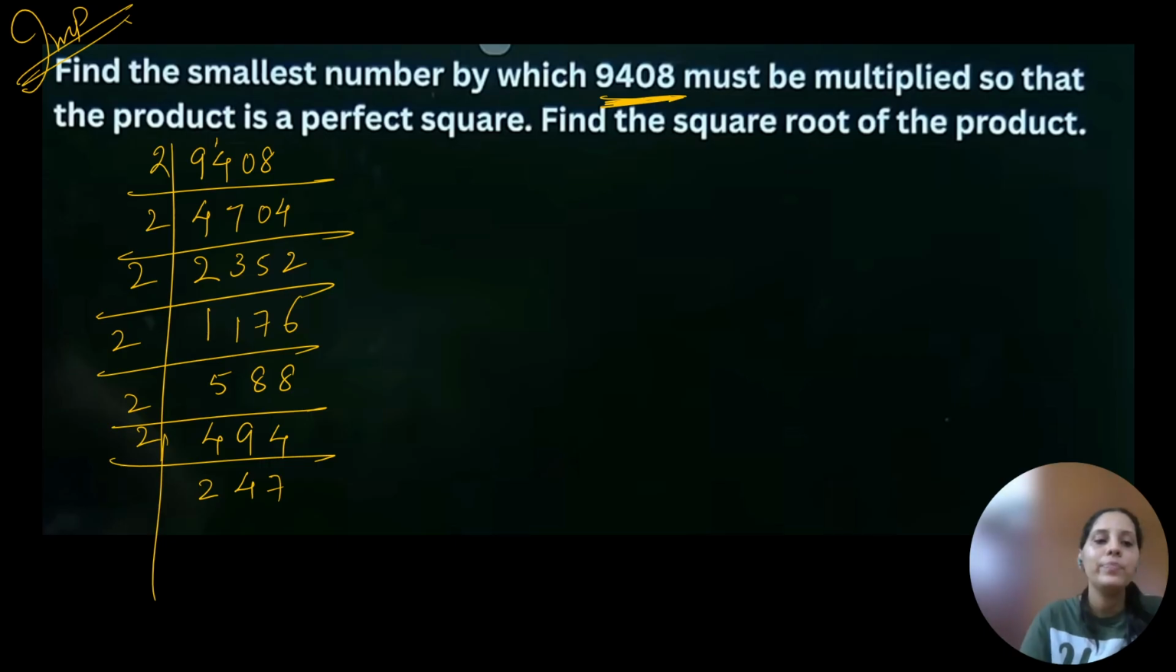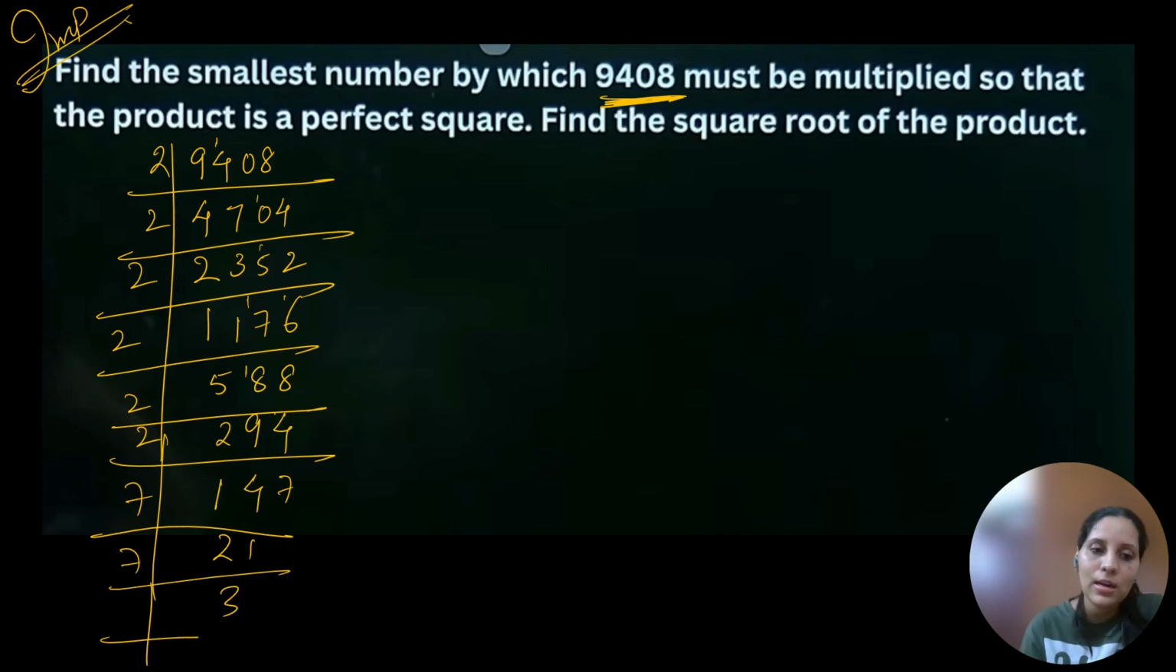Okay, 2 fours are 8, 2 twos are 4, 2 threes are 6, 2 sevens are 14, 2 fives are 10, 2 eights are 16. Okay, here I went wrong, I guess. 2 twos are 4, 2 nines are 18, 2 fours are 8, 2 fours are 8, 2 sevens are 14, 7 threes are 21, and 3 ones are 3. So now let us see the pairs.